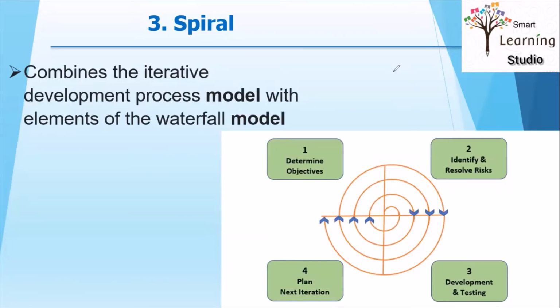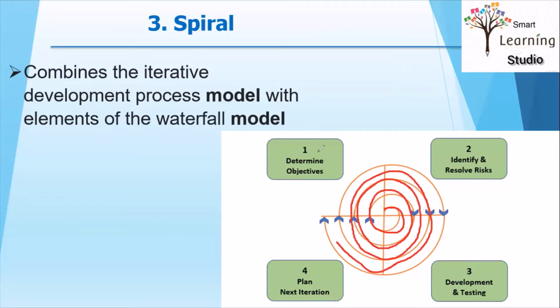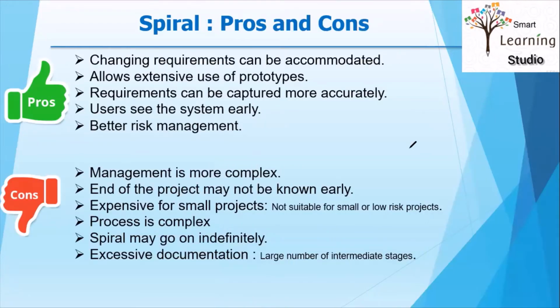Our third method is spiral development. In this, you can see that the development goes in a spiral way. So it is iterative development and keeps on going. There are different phases: you determine the objectives, identify and resolve the risks, develop and test, and then plan the next iteration. So the continuous stages can be there, and you can be in 2-3 phases of continuous development. Let us discuss the pros and cons of the spiral method.